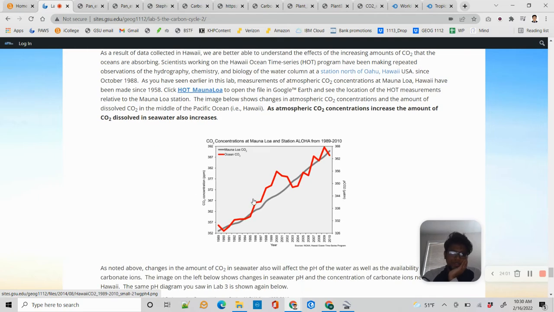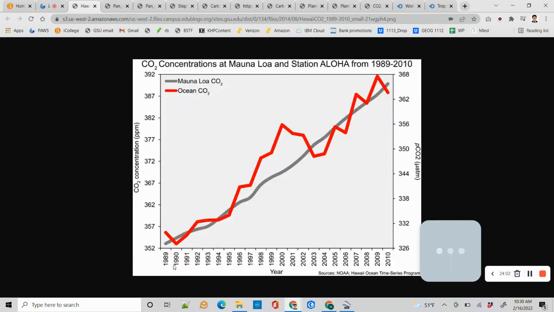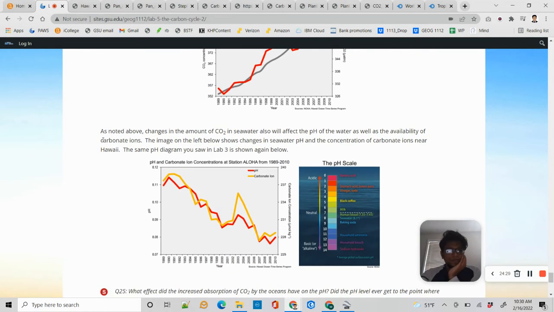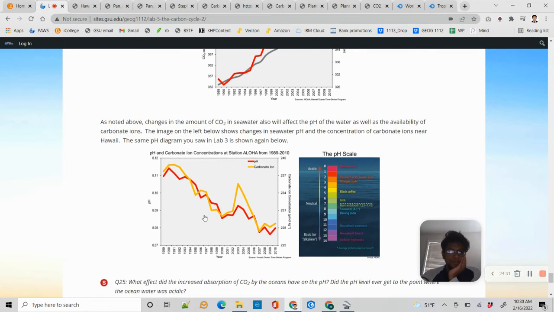If you look at this graph, you can see the carbon dioxide concentration at Mauna Loa, the gray one, has been increasing, as well as the carbon dioxide concentration in the ocean. The trend is actually similar. So carbon dioxide in Mauna Loa increased, as well as the ocean carbon dioxide intake. So the idea is really simple.